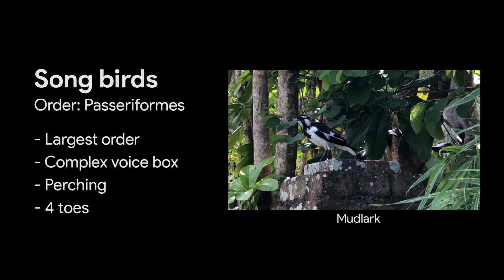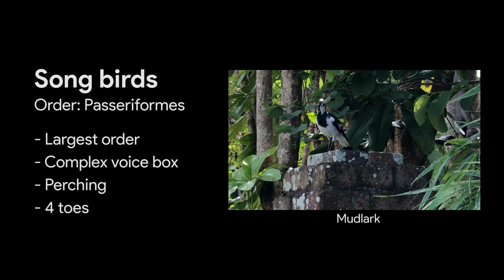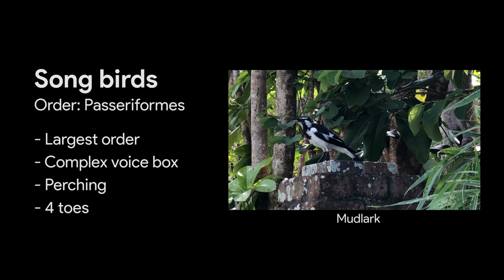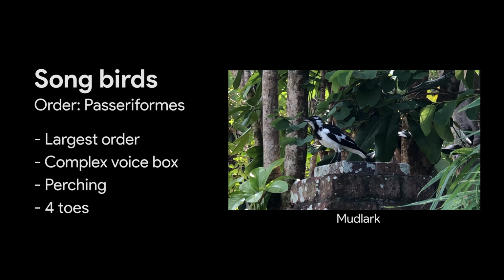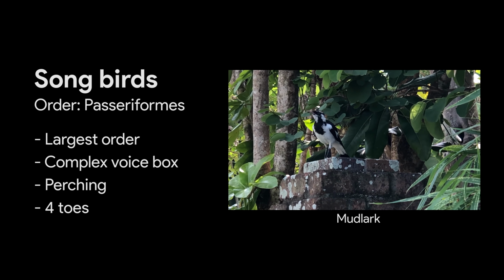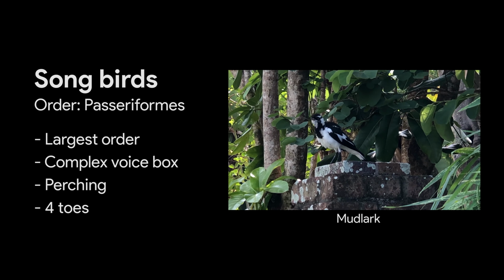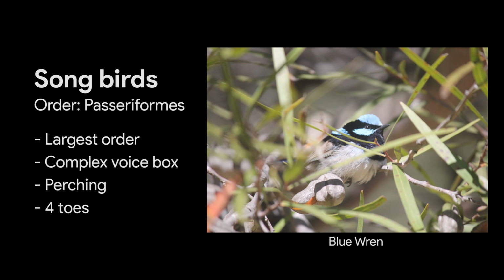Songbirds are from the order Passeriformes. This order includes more species than any other bird order. Passeriformes all have well-developed voice boxes, and that allows a good bird song. They're all small to medium-sized land birds, and they have 3 forward-facing toes and 1 hind toe. Songbirds also have a perching habit.